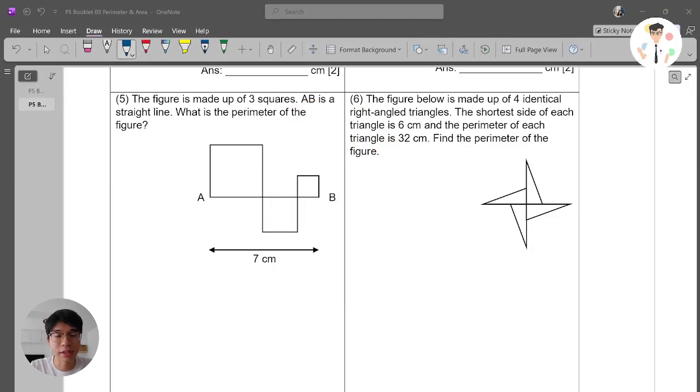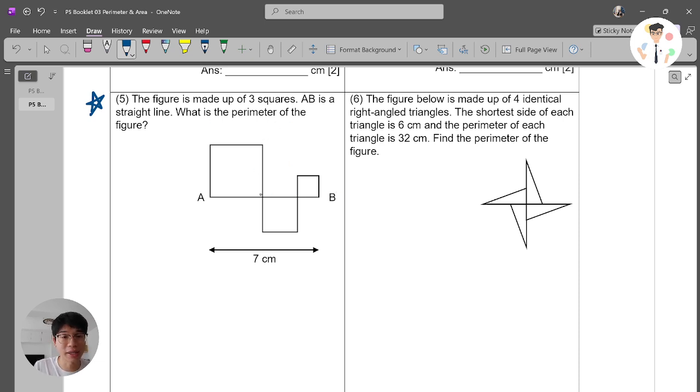Welcome back to digital class, and now we're looking at question number 5. This question number 5 is actually a very famous parameter question, so please do take note. And here it says that the figure is made up of 3 squares. AB is a straight line, as you can see. And what is the parameter of the figure?